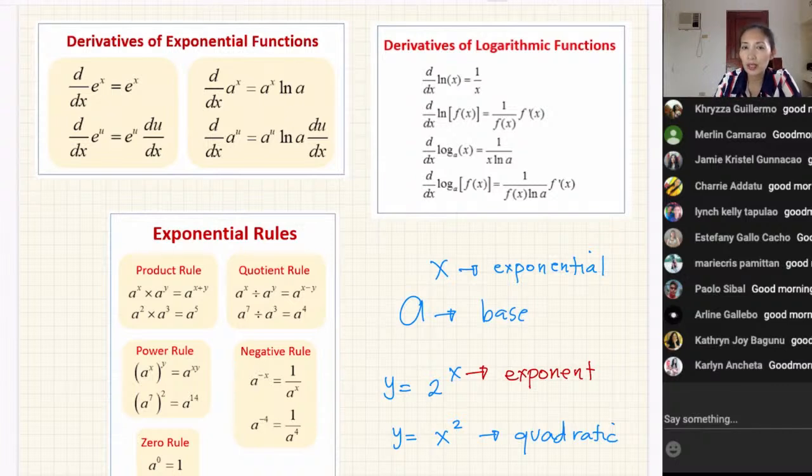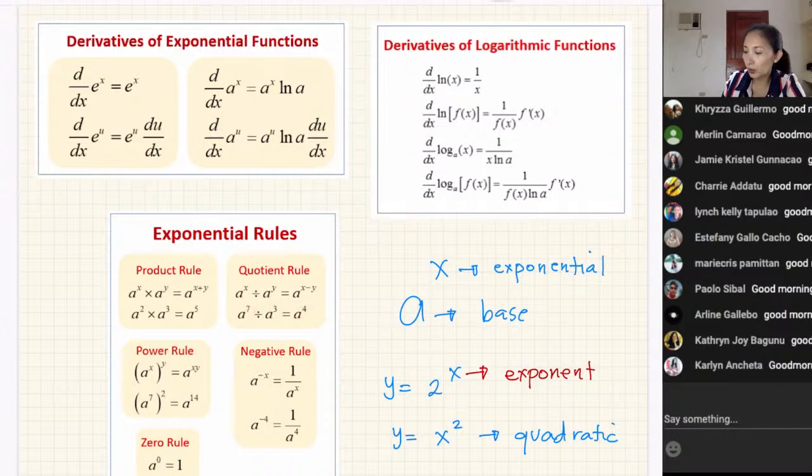So when is it exponential? When the variable x acts as an exponent to a specific constant, for example, 2 raised to x. Moving further, quotient rule: if we divide two powers with the same bases, we simply copy the common base and subtract the exponents. For example, a to the 7th divided by a to the 4th is simply a to the 7 minus 4, or a to the 3rd power.